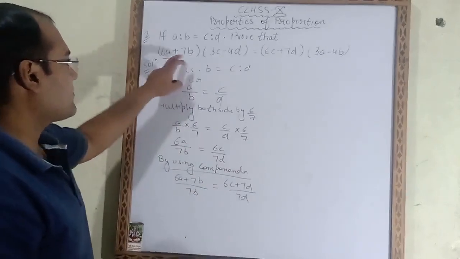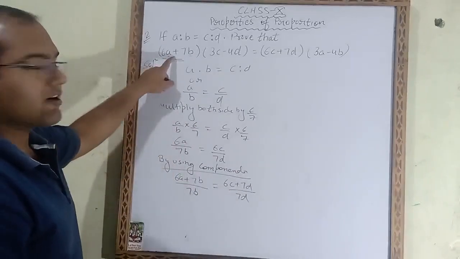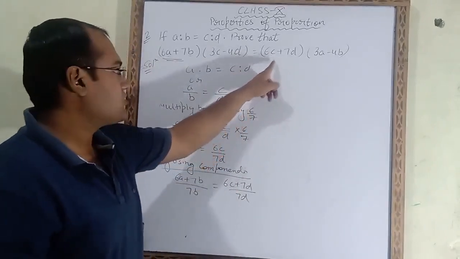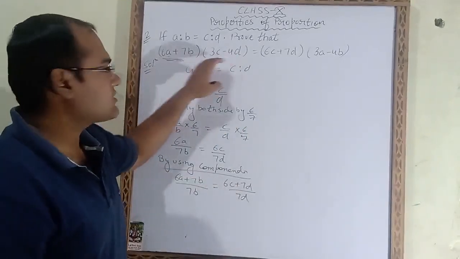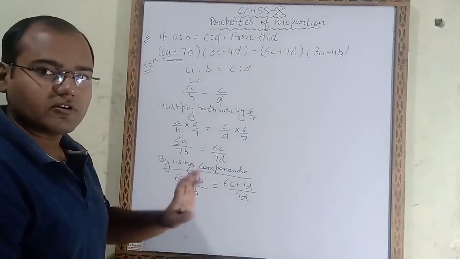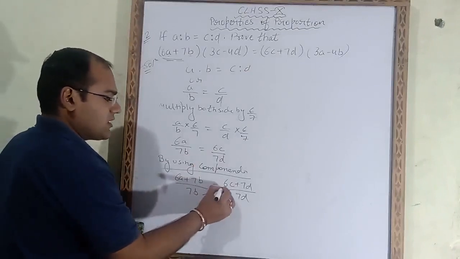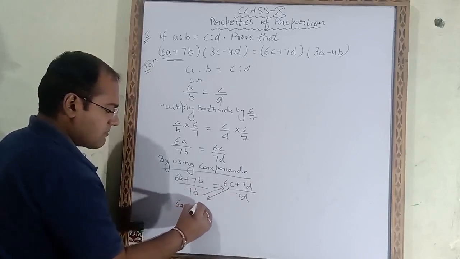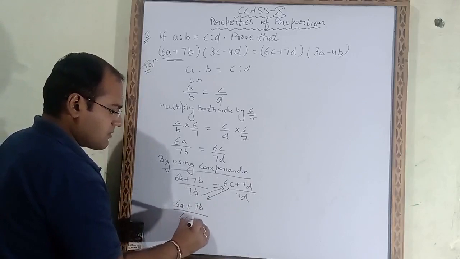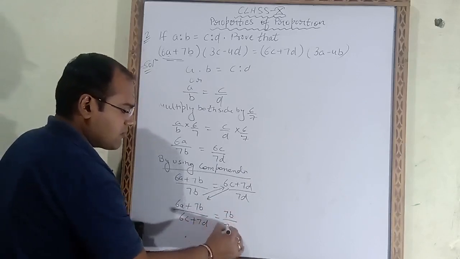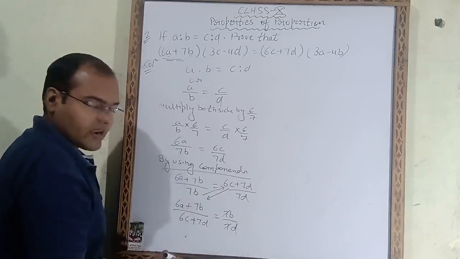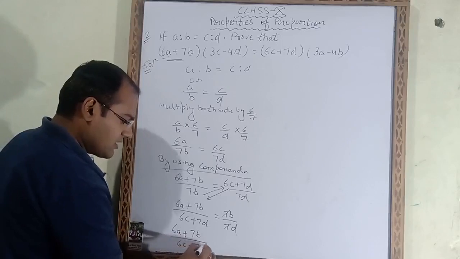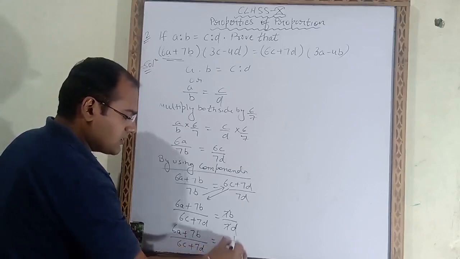Now if we observe this statement, we can check it. 6a plus 7b is coming. Here also 6a plus 7b is coming. 6c plus 7d, here also we are getting 6c plus 7d. So we are approaching this statement a little bit. These two terms we got. Now what you have to do? This 7b you bring to this side, and 6c plus 7d you bring downside. So this becomes (6a plus 7b) upon (6c plus 7d) is equal to 7b upon 7d. 7 and 7 get cancelled, so we get (6a plus 7b) upon (6c plus 7d) is equal to b upon d.